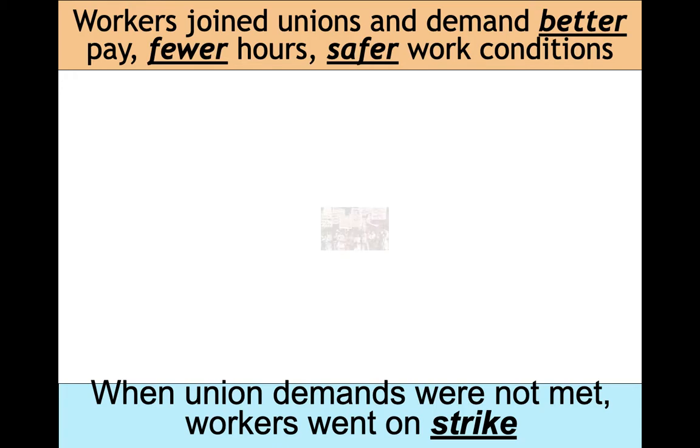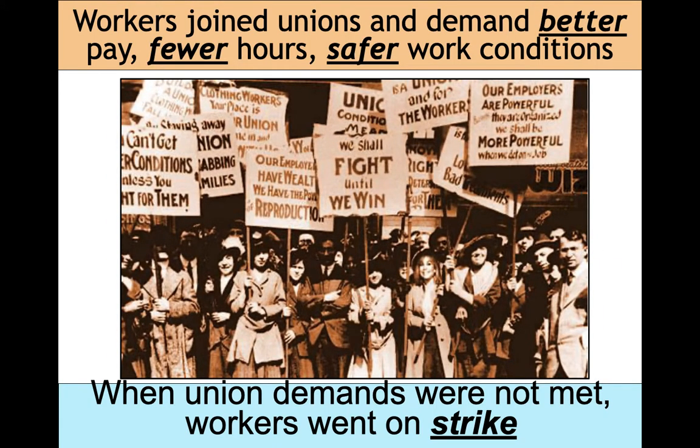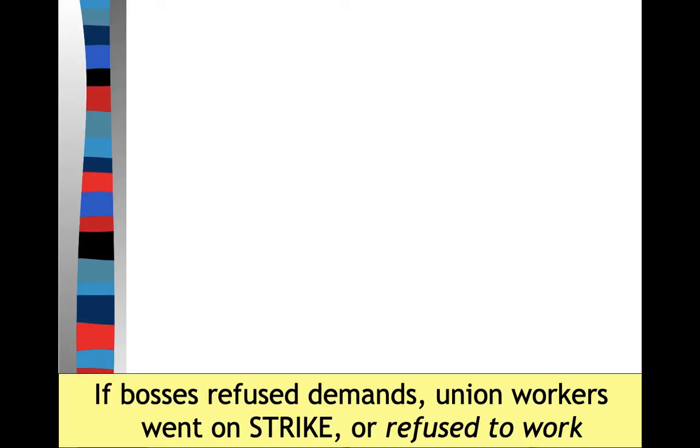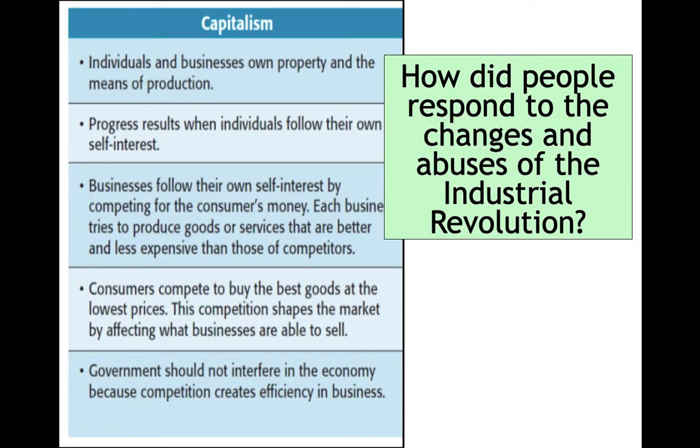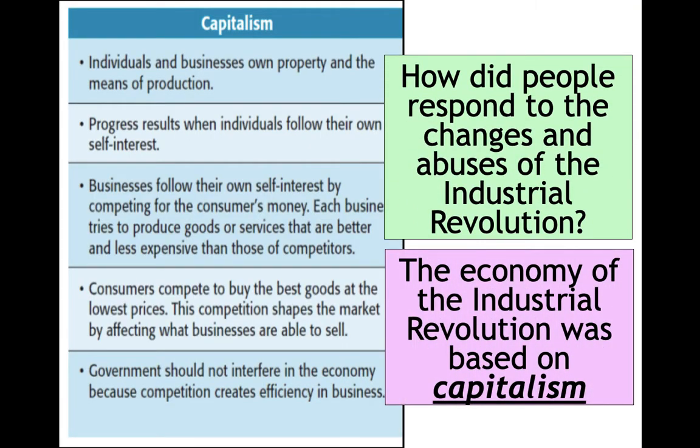All right, so workers formed unions to demand better wages. And when those demands weren't met, they went on strike and refused to work. So again, we're going to review capitalism, socialism, and communism. People responded to change and abuse in the Industrial Revolution.